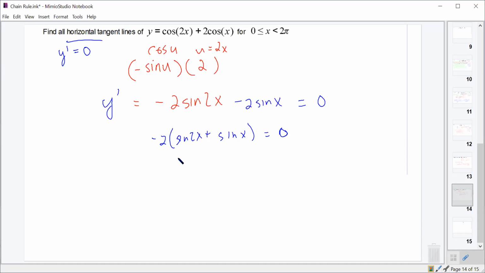How can I rewrite sine 2x? 2 sine x cosine x. 2 sine x cosine x plus our sine x is equal to 0. And now how do I solve that?